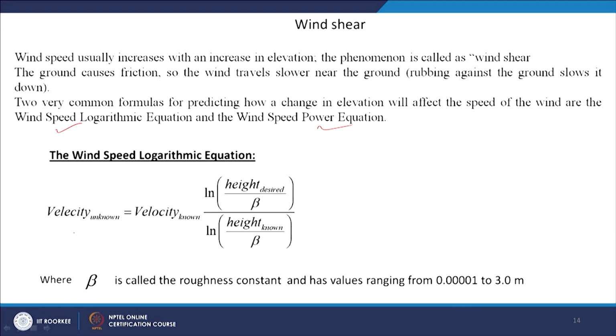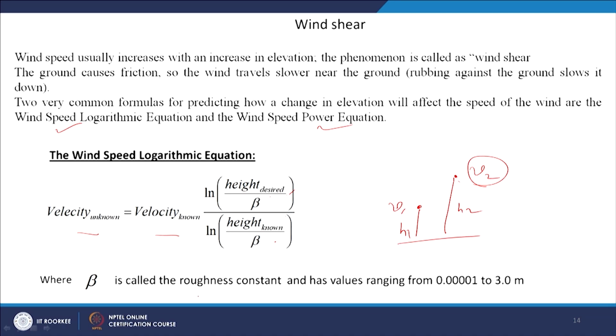It is clear that velocity unknown is equal to velocity known into ln of height desired by beta, divided by ln of height known by beta. Say we have height 1, where we like to put one machine, this is h 1 from the base and this is h 2 from the base. I know the wind speed here, V 1, and V 2 I do not know. So, V 2 is equal to V 1 into ln of height h 2 by beta divided by ln of h 1 by beta.